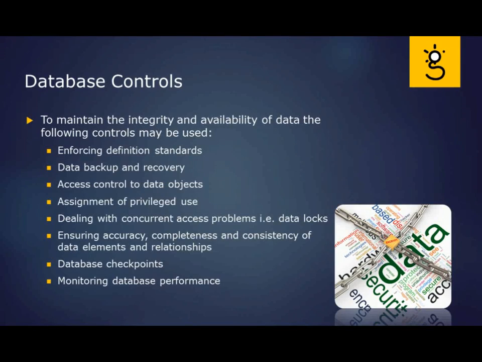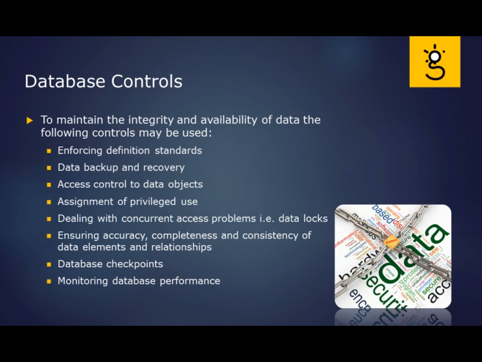To be able to maintain the integrity and the availability of data, some of the following controls might be used. One is to enforce definition standards. I kind of talked about that before, right? If I have the definitions, the metadata, or a definition of what's in the column, those types of things, enforce those standards. Constantly do data backup, test the recoveries, make sure they work. You might consider access controls to be able to reach those data objects.